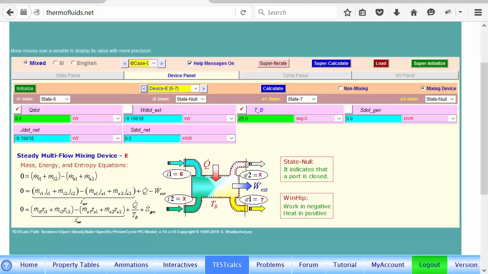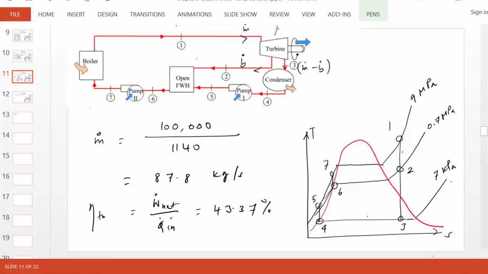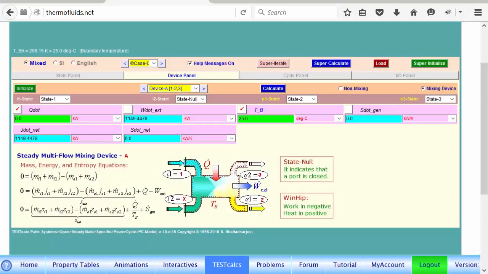Just quickly, if we use the Testcalc, go to the device panel. To solve the problem there, we have to analyze each device, device A. So we have to name each device. For instance, we can call the turbine device A, then device B, device C, D, E, and F. Once we name the devices, we can go back to the Testcalc and device A.